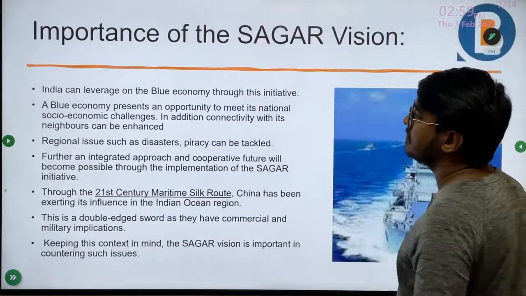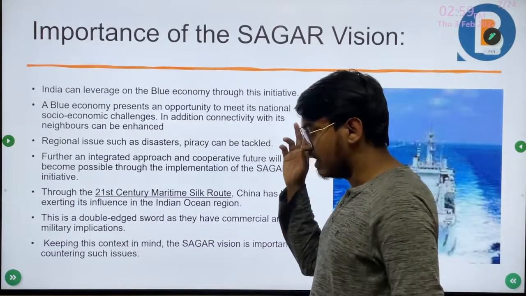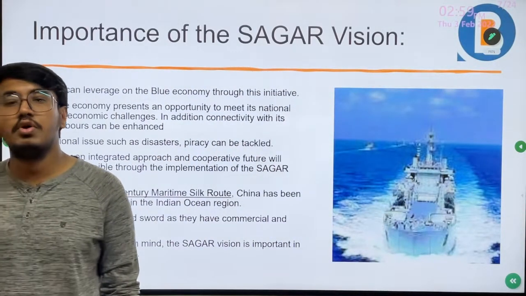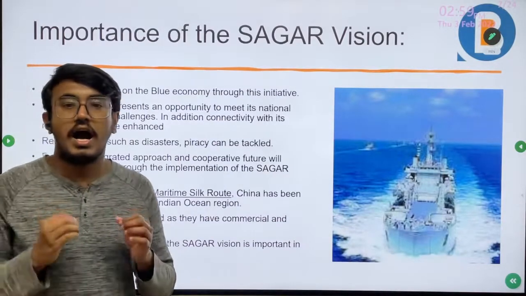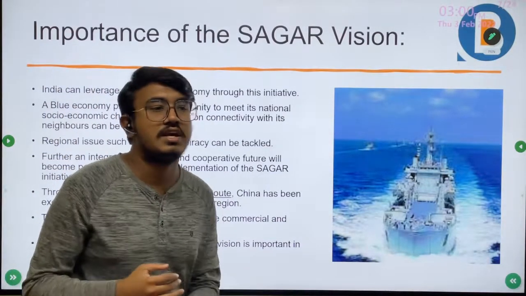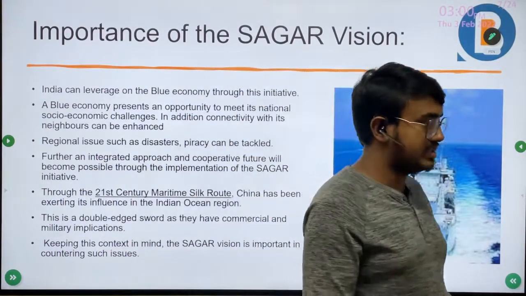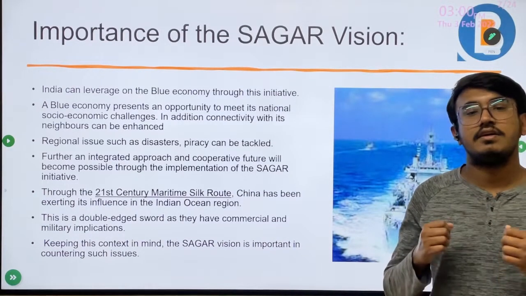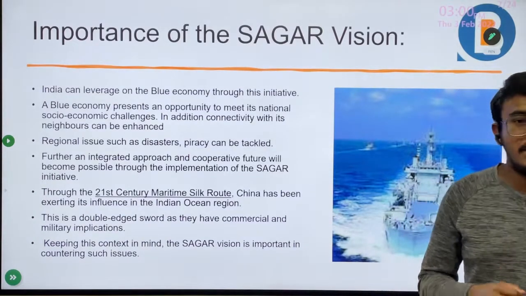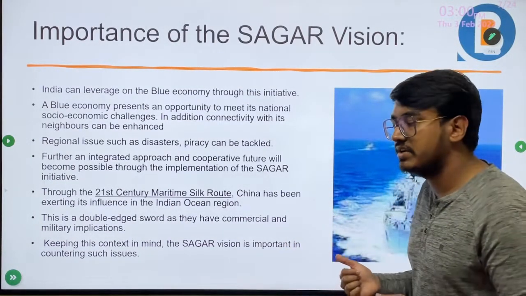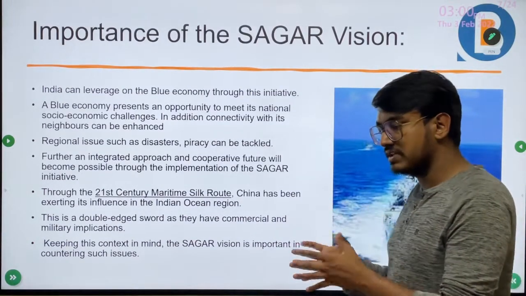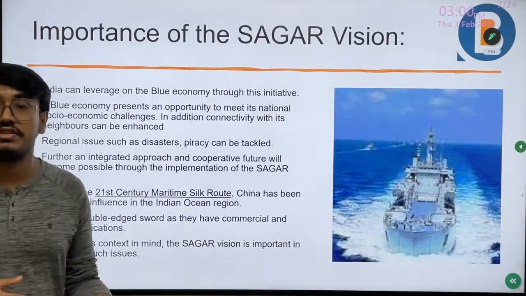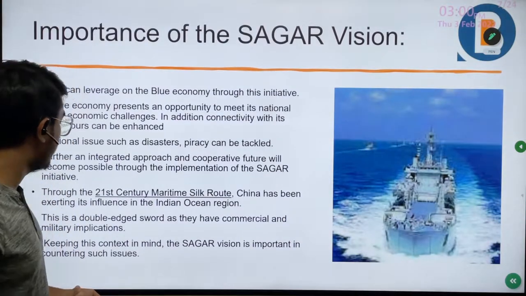Well, you also have to understand why SAGAR is important. India wants to improve its blue economy. Blue economy means the aquatic economy, which includes fisheries and mining of minerals from the aquatic region and such. To improve this, India needs better connectivity in the region. That's why India has launched the SAGAR initiative, which will help in improving security in the region. It also helps to prevent and give advance notice of natural disasters whenever these things are happening.